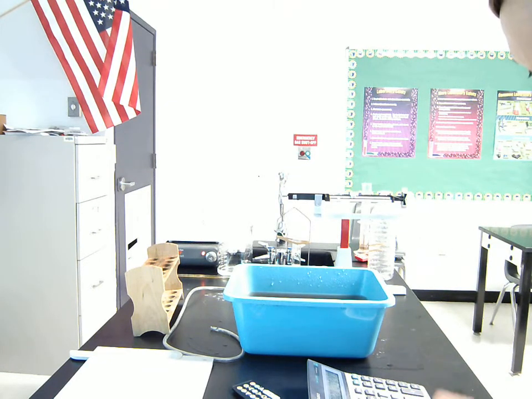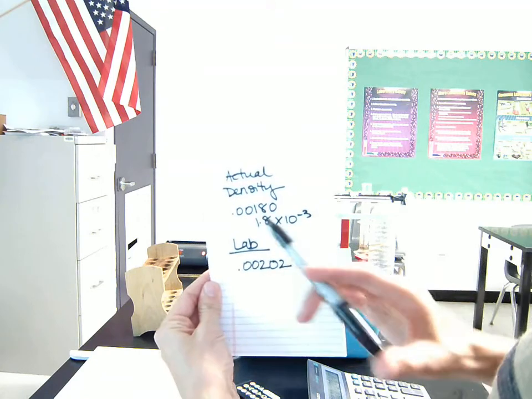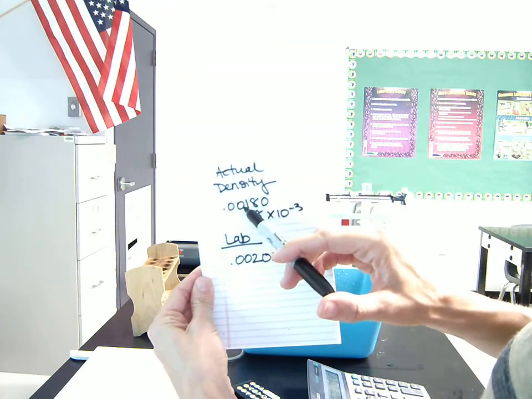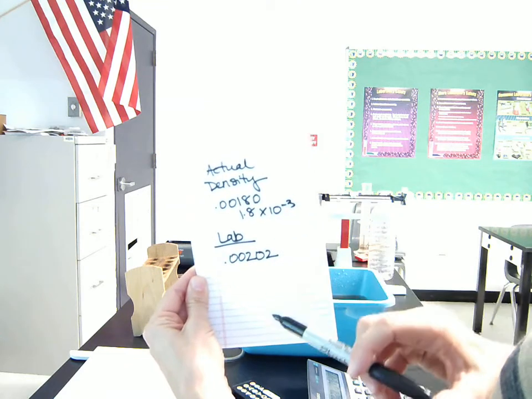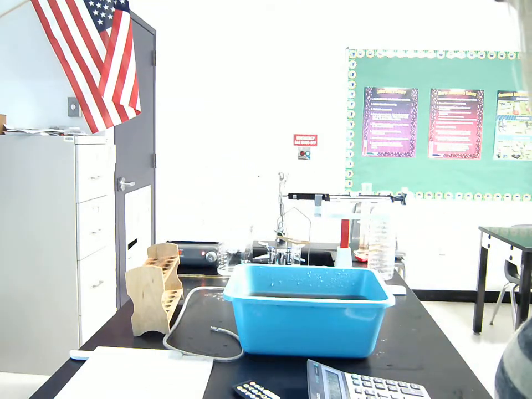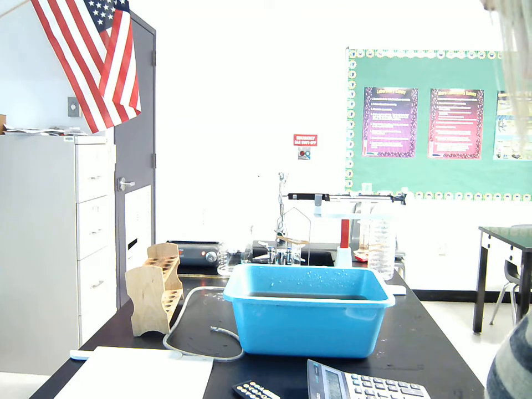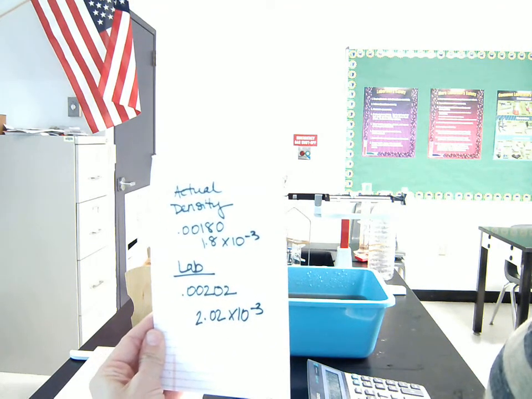And again, it's also important to note, you will see it in the book written in scientific notation. So basically, we're going to take this decimal and move it 1, 2, 3 times to get 1.8 times 10 to the negative 3. And this one, if we did the same thing, we would have 2.02 times 10 to the negative 3. And that is that.